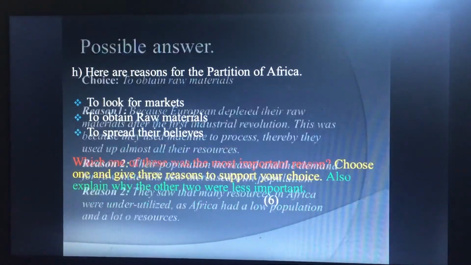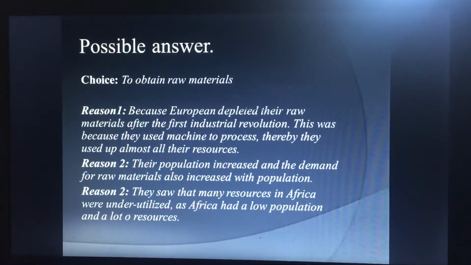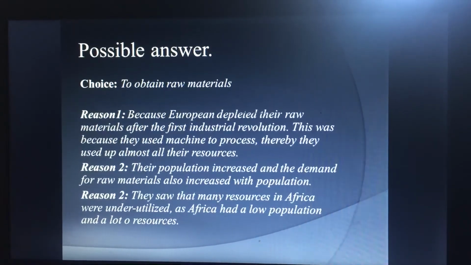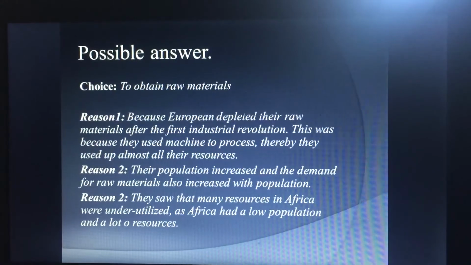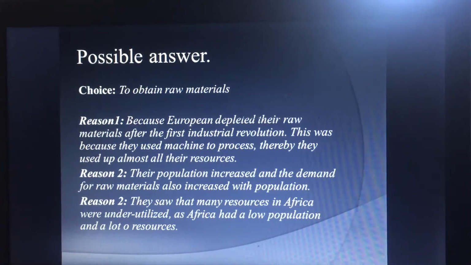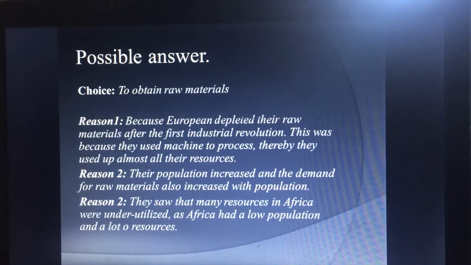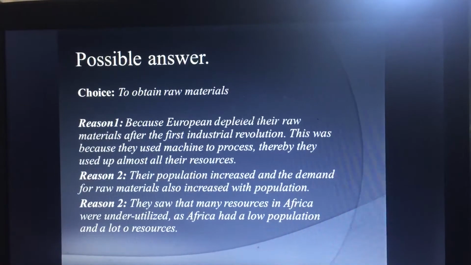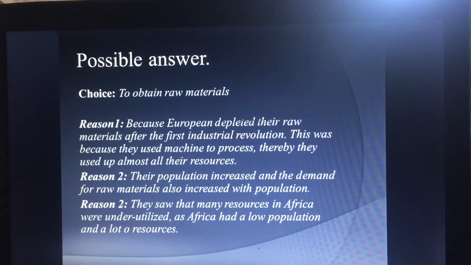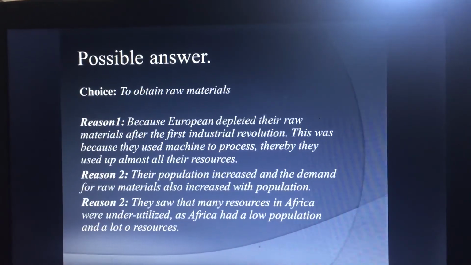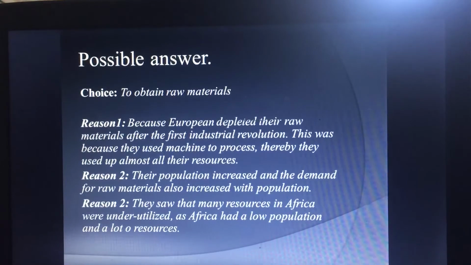Following is the possible answer. It begins with the choice. A learner has to give a choice, like I have chosen in this case to obtain raw materials. Then I gave 3 reasons. Reason 1 reads, because Europeans depleted their raw materials after the first industrial revolution. This was because they used machines to process, thereby they used up almost all their resources, and now they needed to obtain new raw materials.